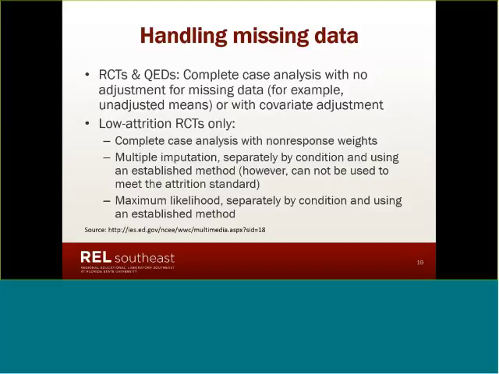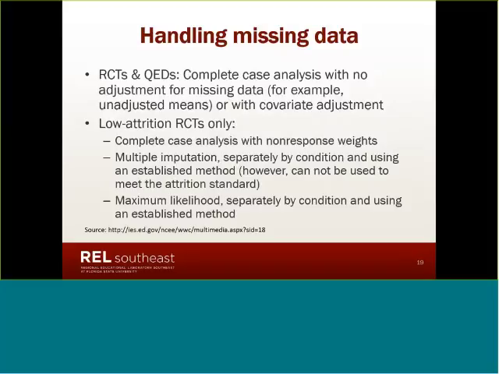Okay, and the last slide that I have is just on some highlights on handling missing data. The WWC accepts several methods for handling missing data. One is a very straightforward approach where authors analyze units or individuals that have complete data without adjusting for missing data. Another method that's accepted is, again, individuals that have complete data needed to calculate impacts, but also have the data needed to adjust those impacts for any covariates, like, for example, student gender, race, ethnicity, et cetera. Studies can also work with the complete case data, but adjust for non-response using non-response weights.